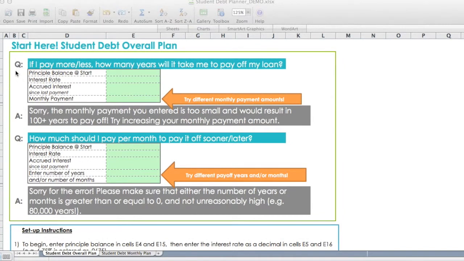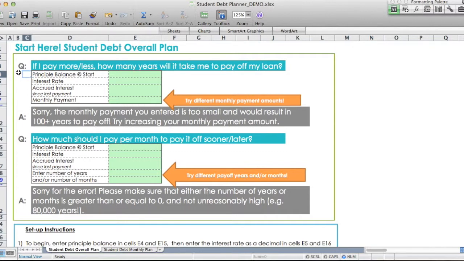So the first tab is a great place to start because it answers two key questions that you have even before you devise your payoff strategy. The first question is understanding how many years will it take me to pay off my loan given my minimum monthly payment or given any monthly payment that you want to specify. The second question that users typically have is if I have a certain time constraint, if I want to pay my loan off sooner, then how much should my monthly payment be in order to achieve that time frame? So these are the two questions that we'll set out to answer. So let's start with the first.